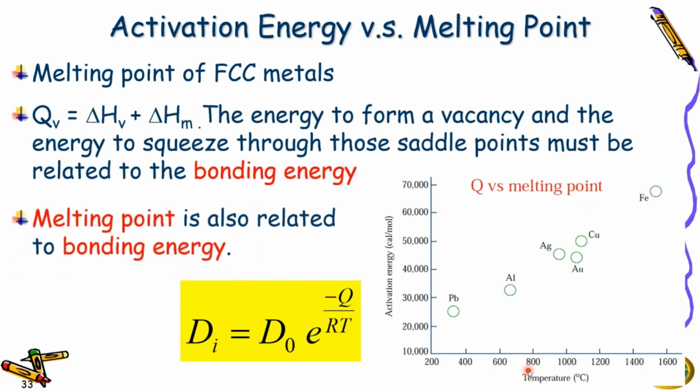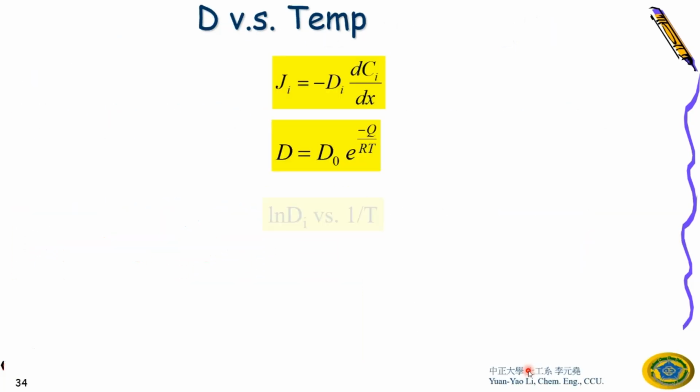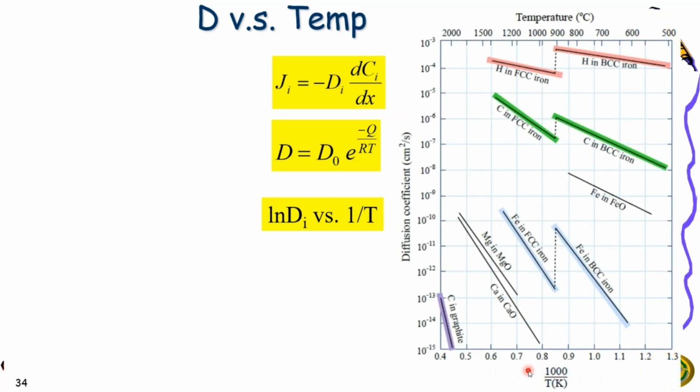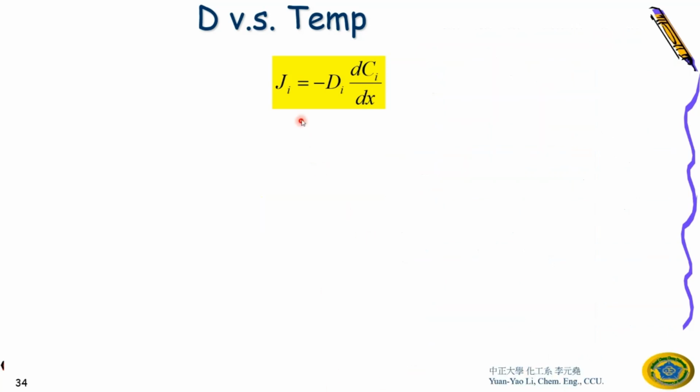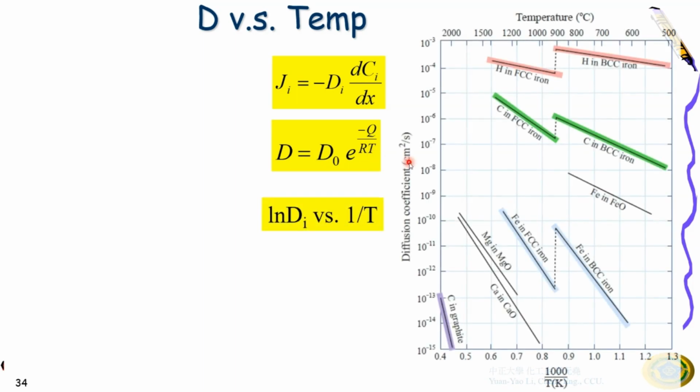Right, and this is related to the melting point. I think I just skipped this. So ladies and gentlemen, this is important, and this will be in your final exam. That's why I want to focus on this now. So as you know, this is Fick's first law. And if we take out the diffusion coefficient, it is related to the activation energy and the temperature. Right. And if you use the log on both sides, right and left, you will get a plot like this.